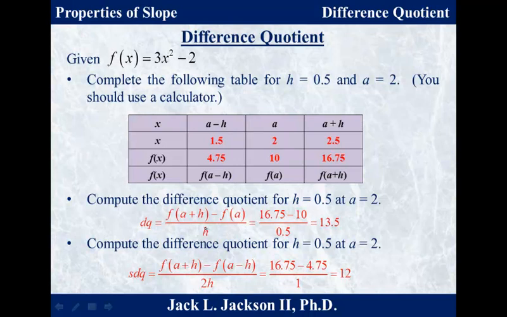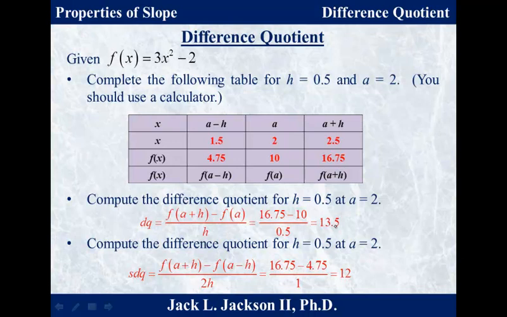To do my difference quotient for h equals 0.5, I'm using these 2 points right here. So I'm using 2, 10 and 2.5, 16.75. So 16.75 minus 10 over 2.5 minus 2, or just 0.5, because that's h. And that turns out to be 13.5.